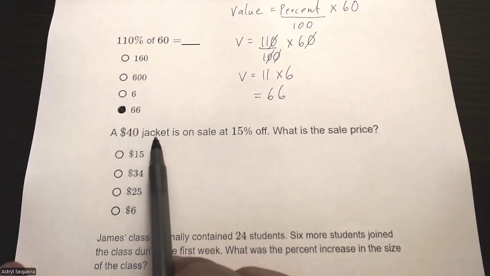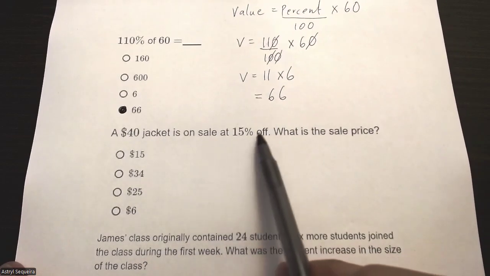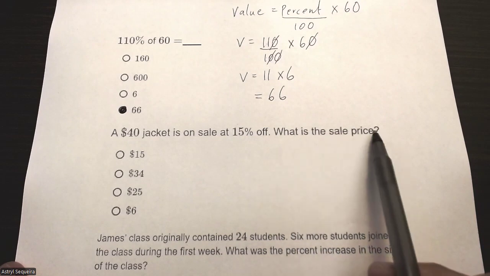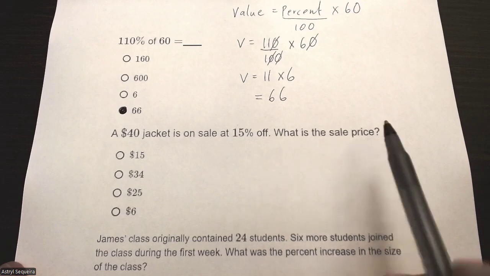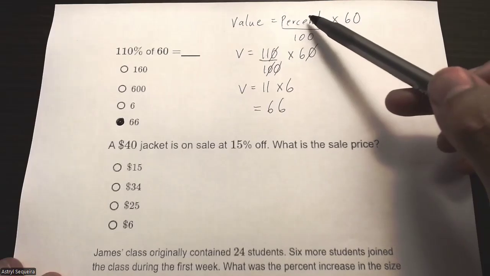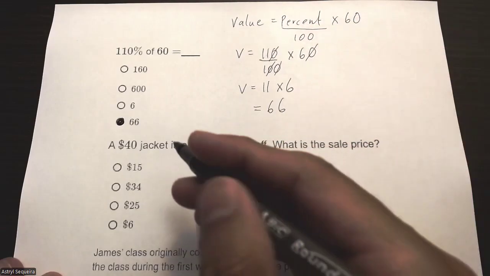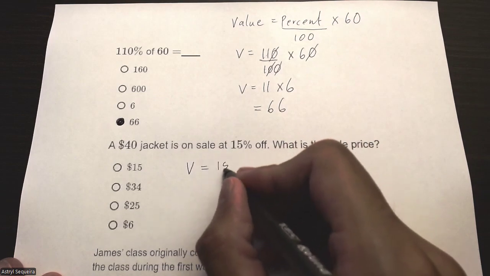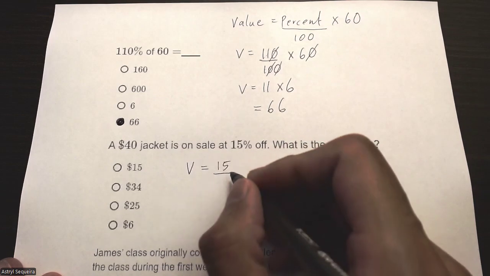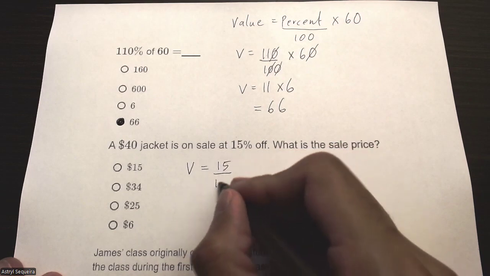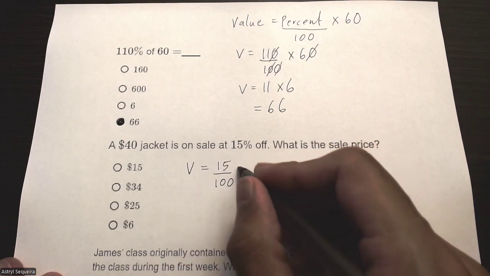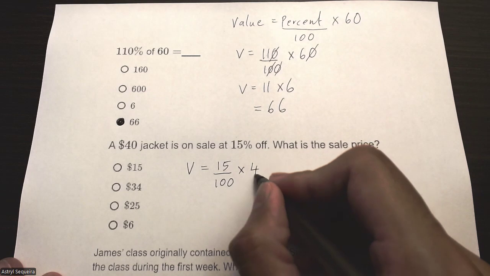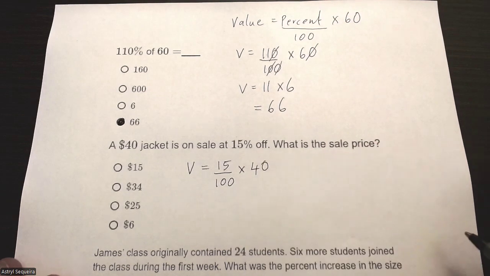A $40 jacket is on sale at 15% off. What is the sale price? So again, I'm just going to use the same formula over here. We're trying to find the value. We know that the percent is 15%. And we know that the total or the initial value is 40.